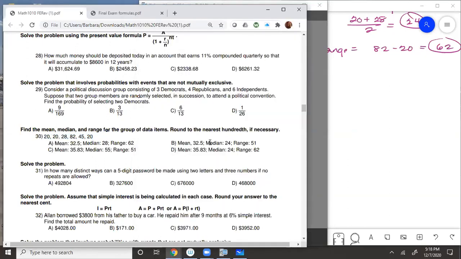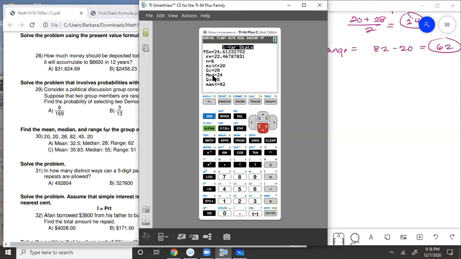Okay. So the correct answer is D. It's a nice program. You can pretty much get everything except for the range.